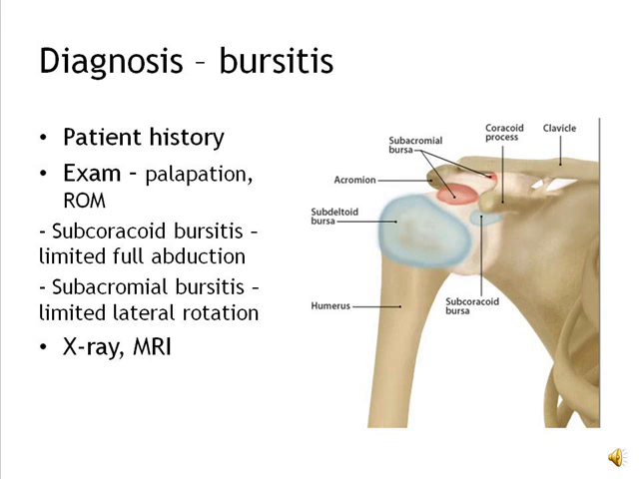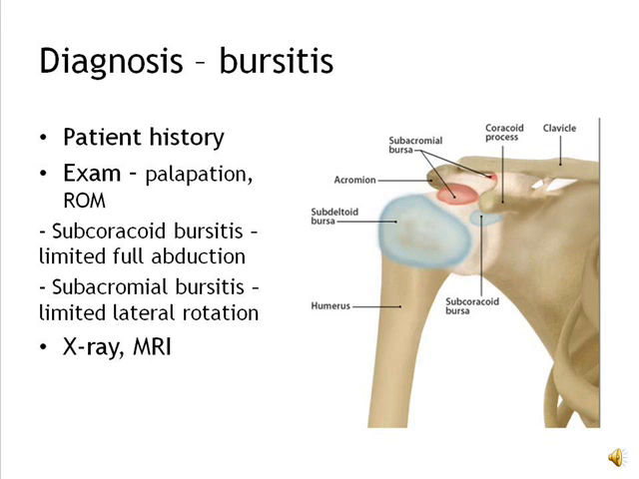So just as with rotator cuff tendonitis, we diagnose bursitis by taking a patient history and a physical exam. Making an accurate diagnosis is necessary for the right approach and proper treatment. So subcoracoid bursitis may limit full abduction, and subacromial bursitis may limit lateral rotation because of compression or pinching of these structures.